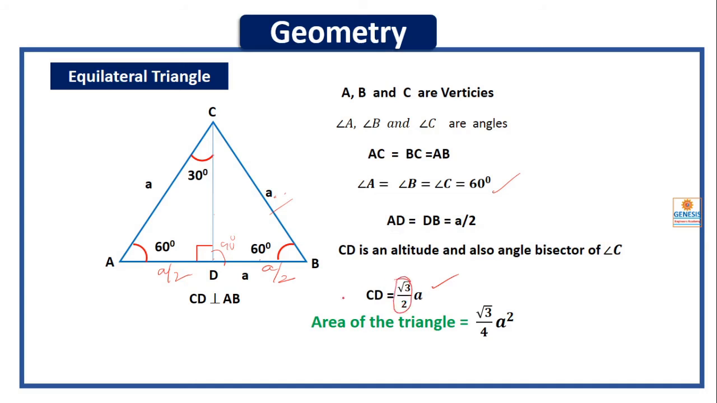So this is root 3. You can also find that directly: a cos 60 is DB. You can also use trigonometric relations, and if you take the horizontal component, a cos 60 is equal to a by 2, and the vertical component gives root 3 by 2 a. Okay, what is the area of the triangle? Half into base a, and height root 3 by 2 a, it is root 3 by 4 a square.